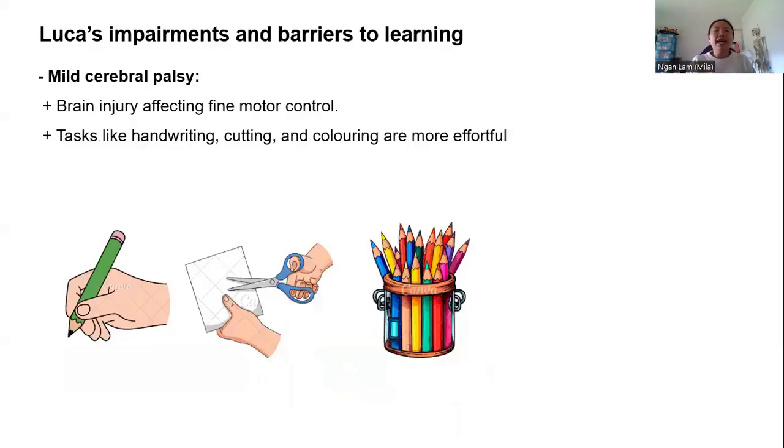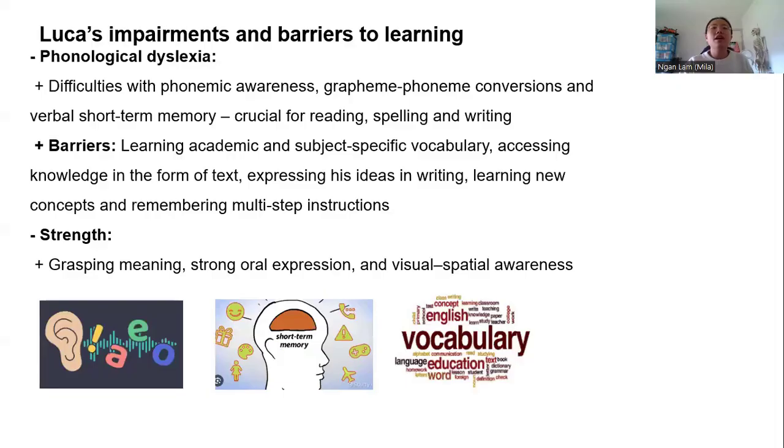Okay, now let's look at how we can support Luca's learning and participation. Well, Luca has mild cerebral palsy, which is a brain injury that affects his fine motor control, making tasks like handwriting, cutting, and coloring more effortful. On top of that, he has phonological dyslexia, which stems from difficulties with phonological awareness, grapheme-phoneme conversions, and verbal short-term memory, which are all crucial for reading, spelling, and writing.